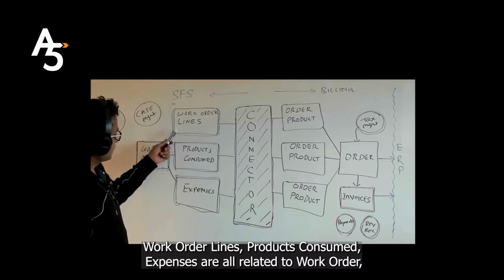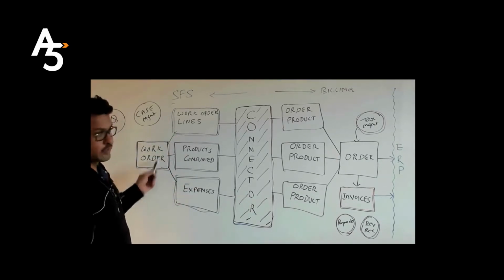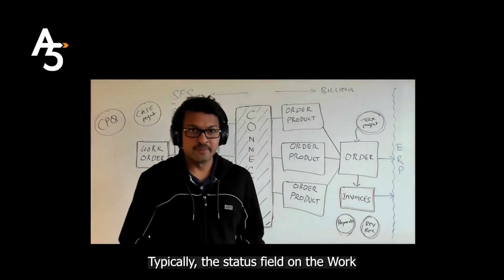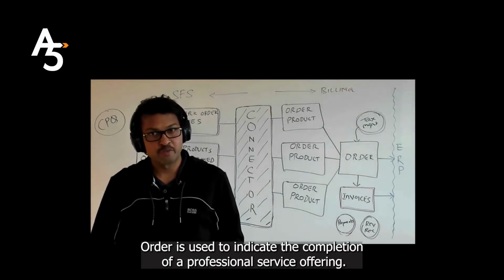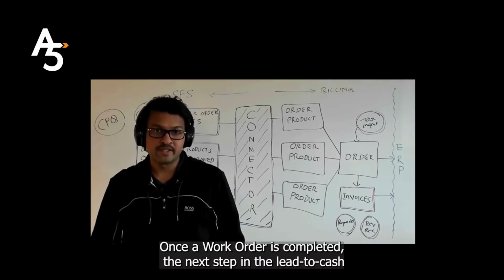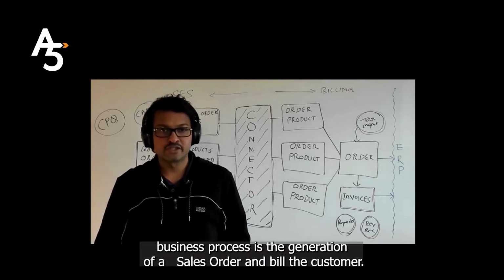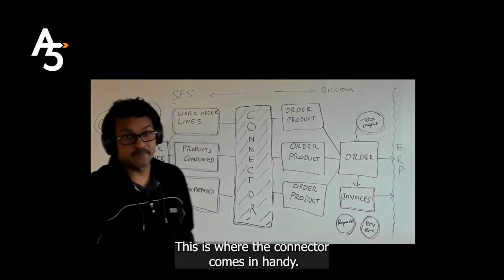Work order lines, products consumed, and expenses are all related to the work order, which are all Salesforce Field Service objects. Typically, the status field on the work order is used to indicate the completion of a professional service offering. Once a work order is completed, the next step in the lead to cash business process is the generation of a sales order and billing the customer. This is where the connector comes in handy.